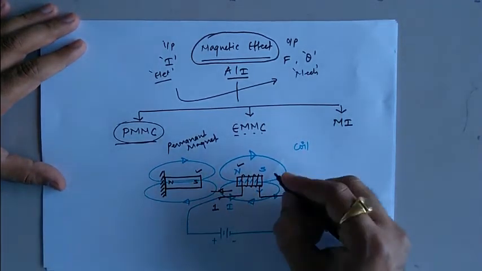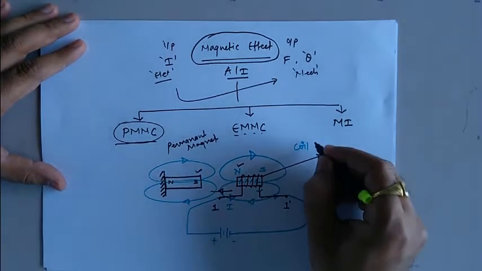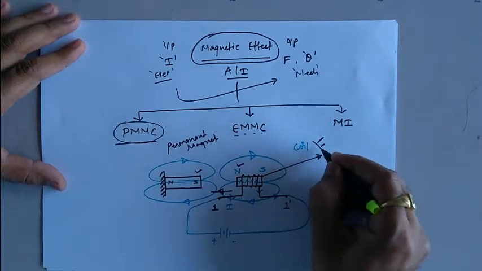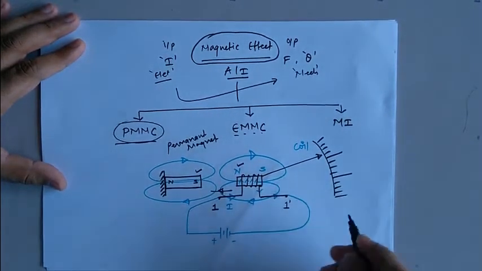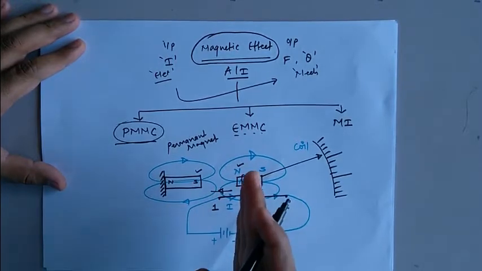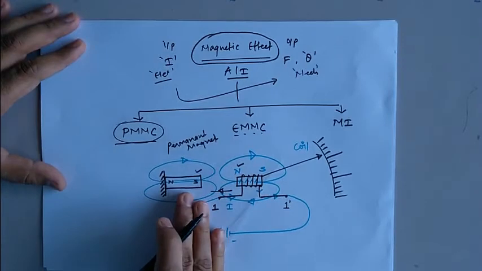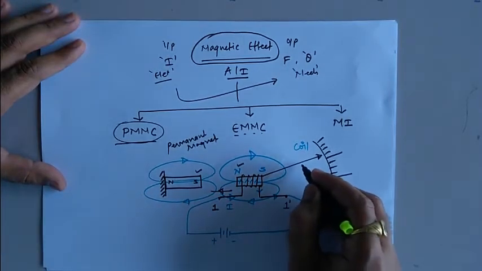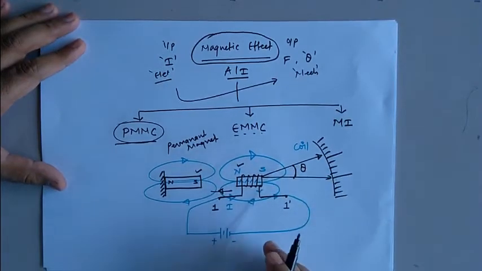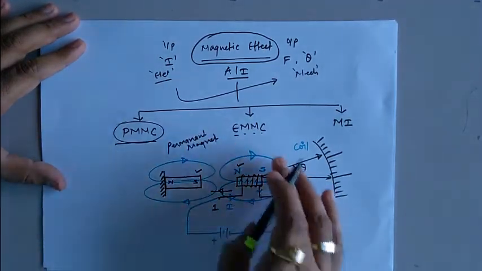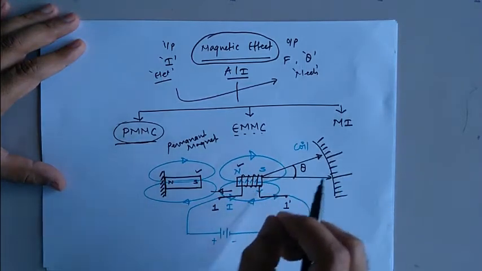And suppose you connect a pointer over here and provide a calibrated scale, then depending upon the force of attraction between this coil, or electromagnet, and the permanent magnet, the pointer will change its position like this. So this angle is nothing but your final deflection. So this is the construction of a simple PMMC type instrument.